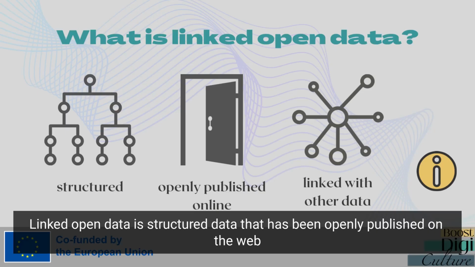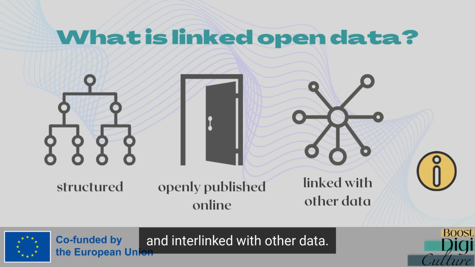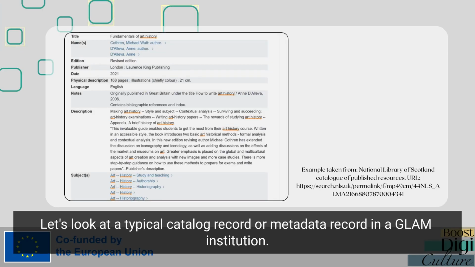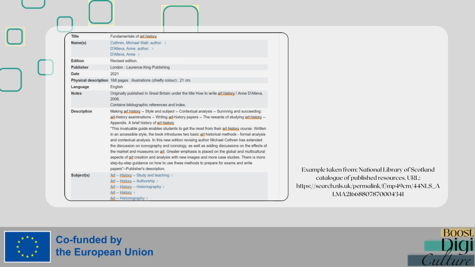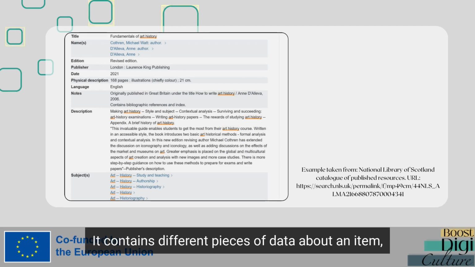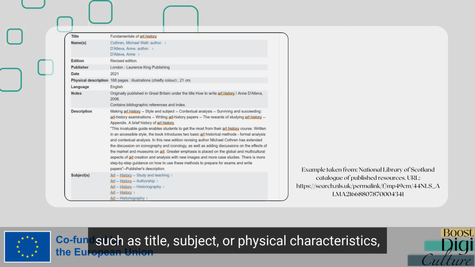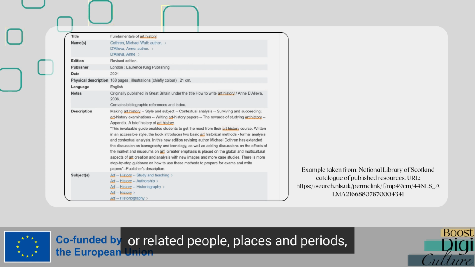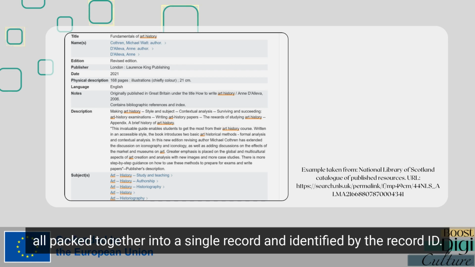Linked open data is structured data that has been openly published on the web and interlinked with other data. But what does it mean for GLAMs? Let's look at a typical catalog record or metadata record in a GLAM institution. It looks more or less similar to this. It contains different pieces of data about an item, such as title, subject, or physical characteristics, or related people, places, and periods, all packed together into a single record and identified by the record ID.